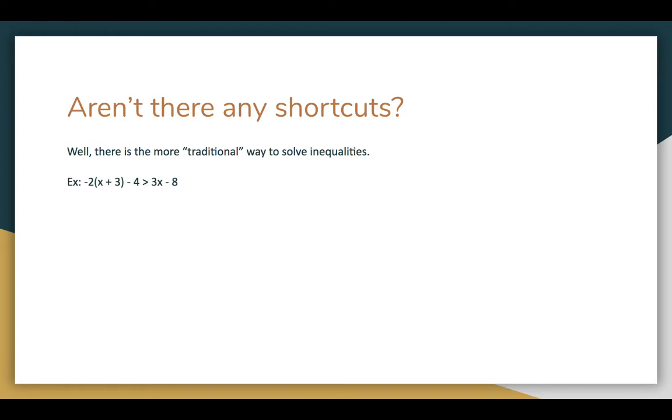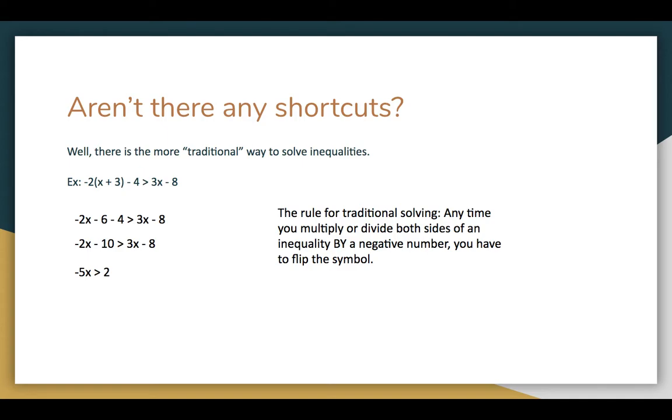Let's look at this same inequality again. What I'm going to do is keep it as an inequality, and I'm going to start solving. So same steps I did before, only when I get to the end, there's a rule. Anytime you multiply or divide both sides of an inequality by a negative number, you have to flip the symbol. And that's how you get the less than -2/5, even though you started with greater than.